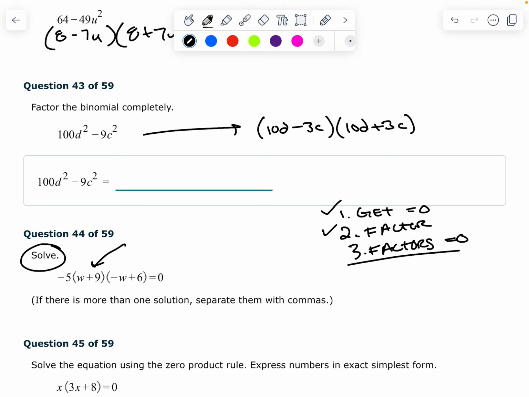So what would make this factor equal 0? Negative 9 plus 9 would make it equal 0. What would make this factor equal 0? Negative 6 plus 6 would equal 0, right? So then W would equal 6. The W is already built in there. So negative 9 and 6, that's our two answers.